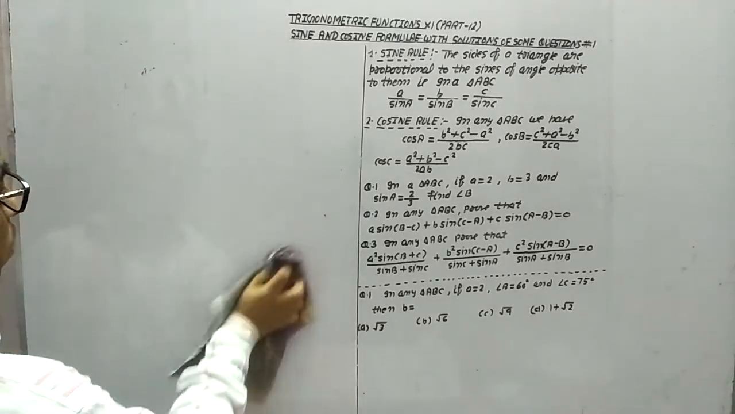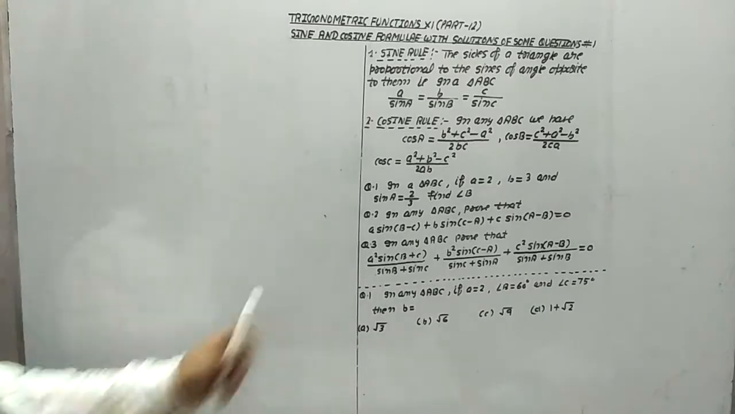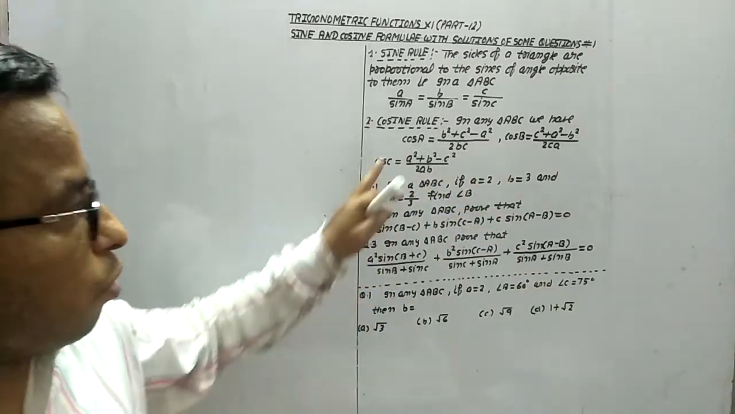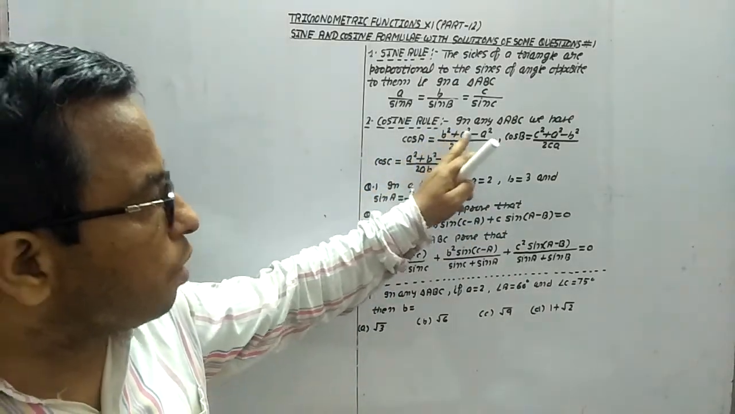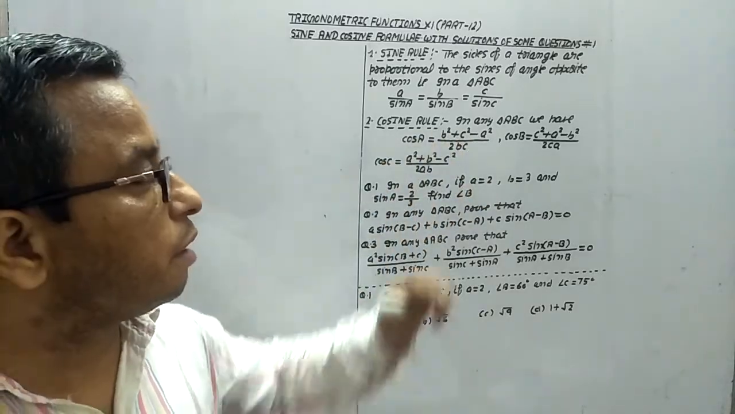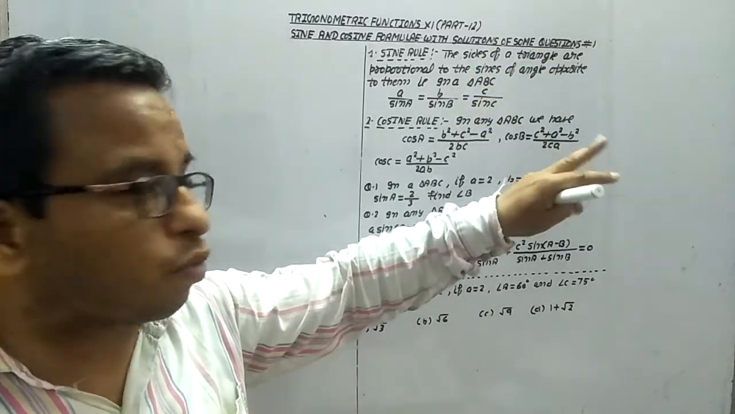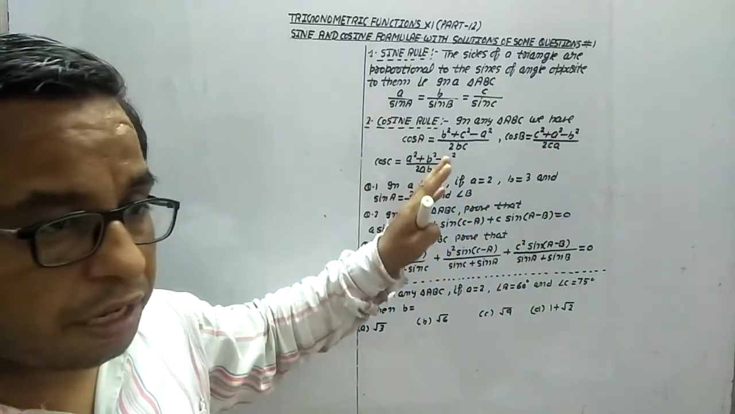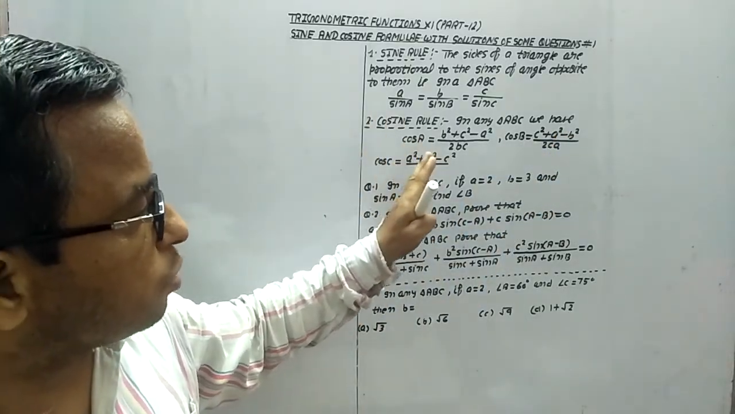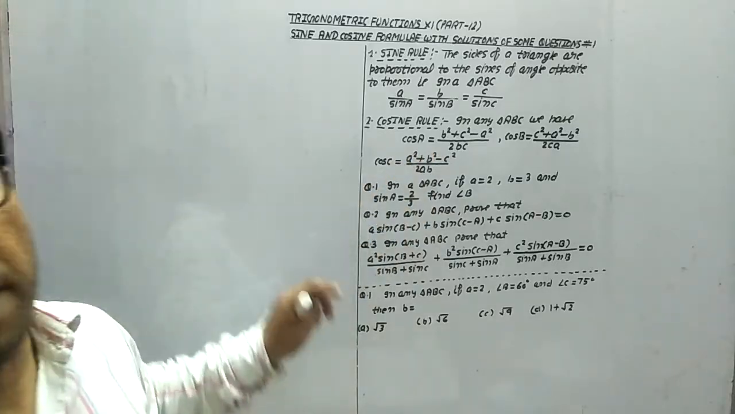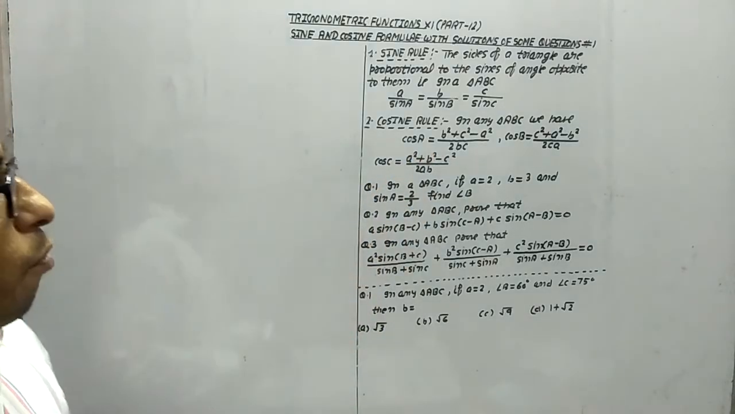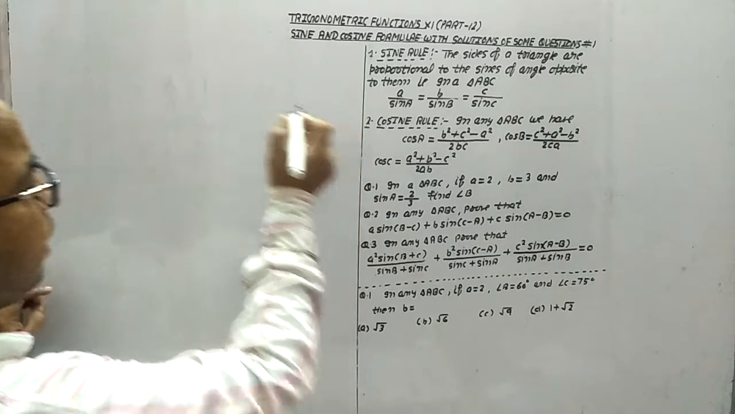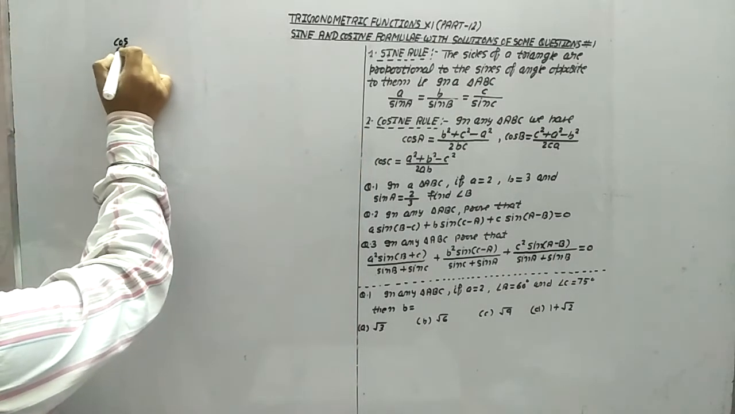Now, second is the cosine rule. What is this cosine rule? In any triangle ABC, cos A is equal to b square plus c square minus a square upon 2bc. Cos B is c square plus a square minus b square upon 2ca. And cos C is equal to a square plus b square minus c square upon 2ab. Now we will do the proof of any one, and the rest we will write down similarly.